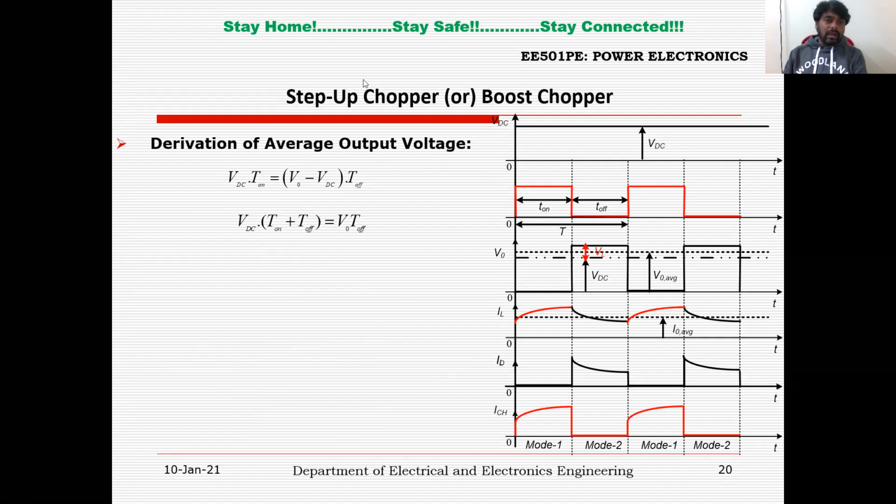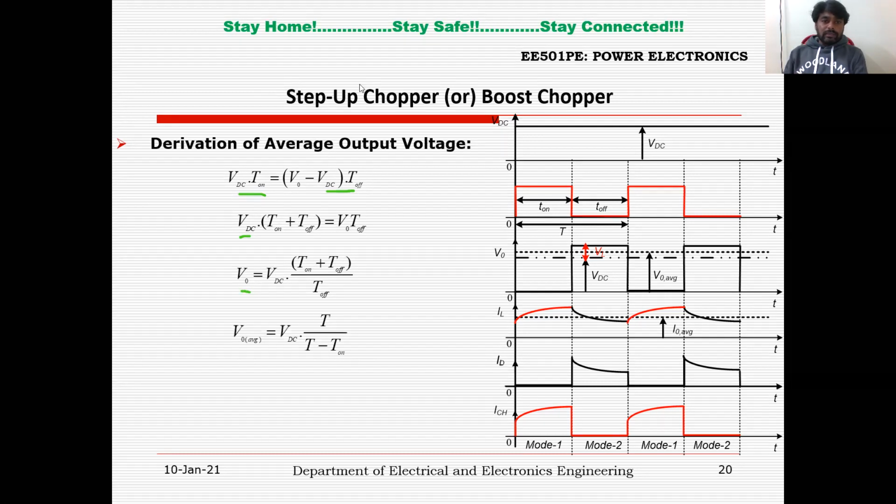Now I can bring the VDC factor on the left hand side. So it is VDC into T on, minus goes to plus VDC into T off. So I can take VDC common. It is T on plus T off, that equals V0 into T off. So from this equation, you just cross multiply here. V0 will be VDC into T on plus T off divided by T off.